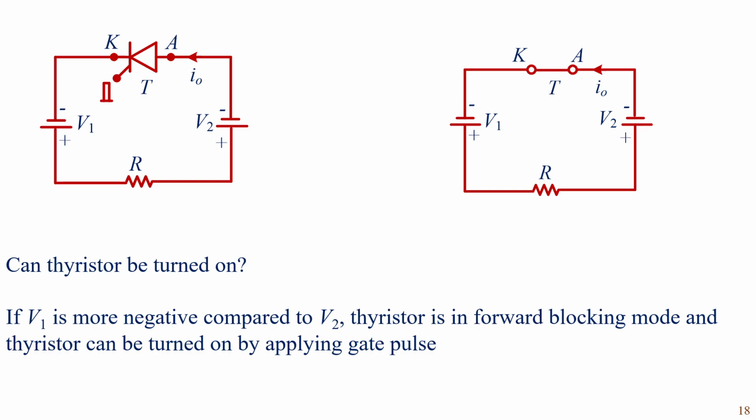Let's go to another circuit, and here thyristor T is connected to two negative sources. The anode as well as cathode are connected to negative terminals of sources V1 and V2. If cathode is more negative compared to anode, thyristor is said to be in forward blocking mode, and if gate pulse is applied, thyristor acts as switch.